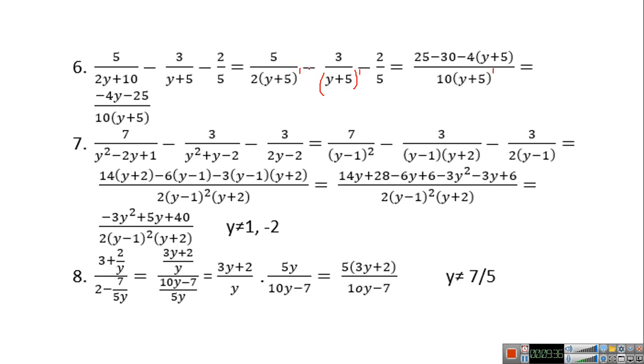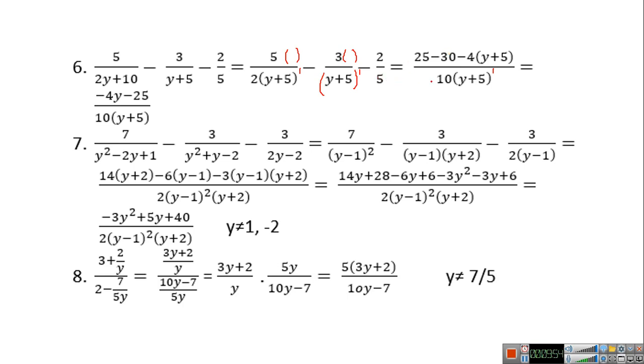I have y plus 5, y plus 5. Here I have 2, here I have 10. To reach 10, I must multiply by 5. So here I multiply by 5, I'm going to get 25. Y plus 5, y plus 5, I have it, so missing 10. So I multiply here by 10, so minus 30.